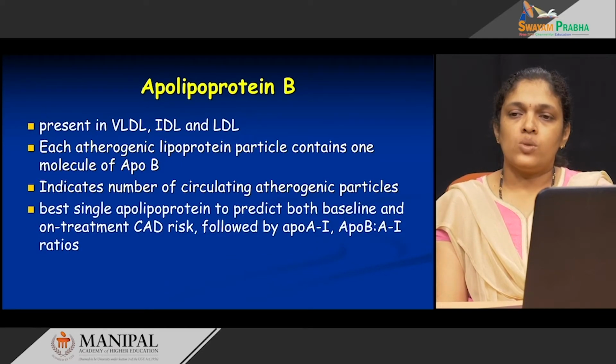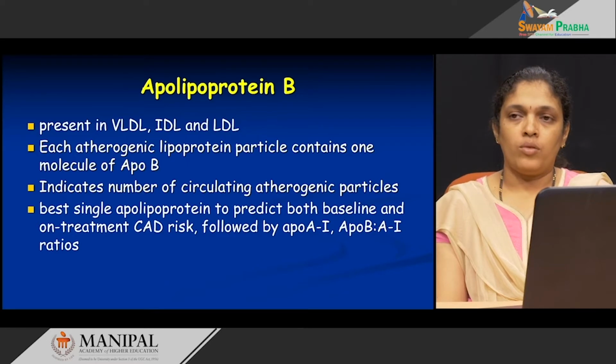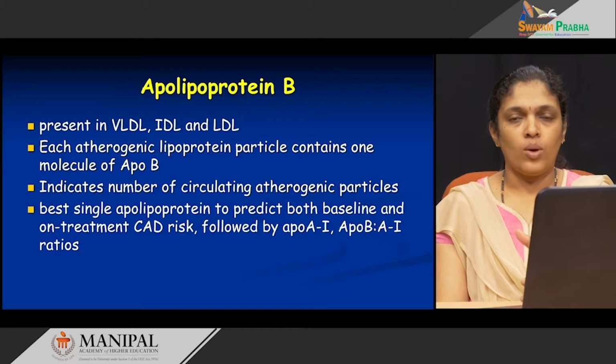So, basically this is one single apolipoprotein which will not only help us in predicting the baseline levels of your lipids, it also helps us to know what is the chance of having a coronary artery disease. So, the order of preference would be, the first most important apoprotein would be ApoB. The higher the levels of ApoB, the more the chance of having a cardiovascular disease, followed by ApoA1, and then you have the ratio of ApoB to A1.